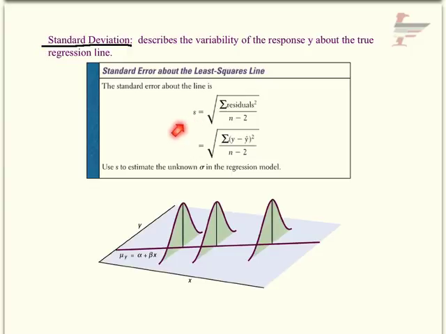Mathematically, and this is on your formula sheet, nothing you have to memorize, the standard error about the line, which is the standard deviation, is the sum of all of your residuals squared, so nothing will be negative, divided by n minus 2, and then you square root that. And of course your residuals are all your Y values minus the predicted Y values, so that's just plugging into the formula.